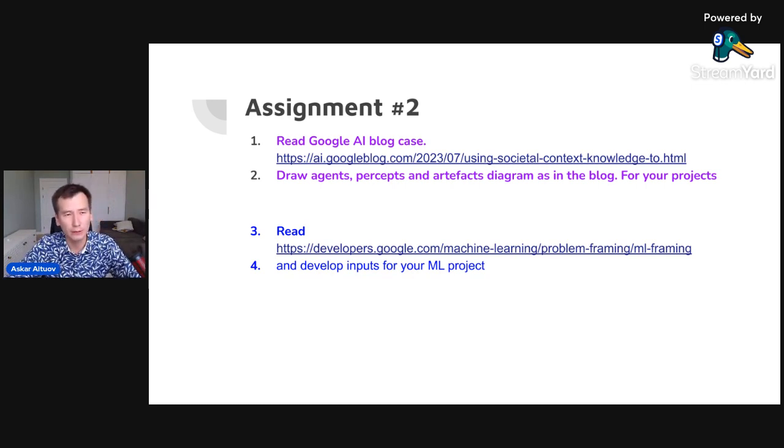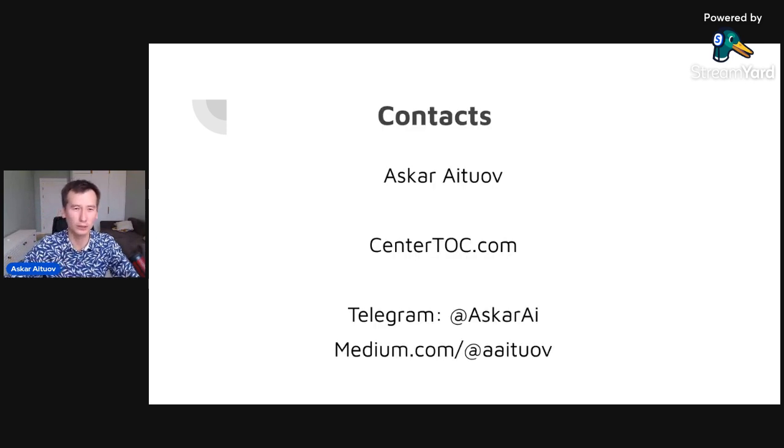For today, for this week's assignment, read the above mentioned Google blog on AI. And for your project, you should define some problematic part. You can split into groups of up to 5 people and draw the social process, artifacts, and percepts for your project. And then read the Google blog for Google developers and develop your list of inputs for your project. It could be machine learning based or not, but better machine learning, just to train.